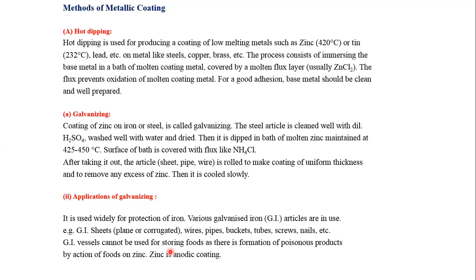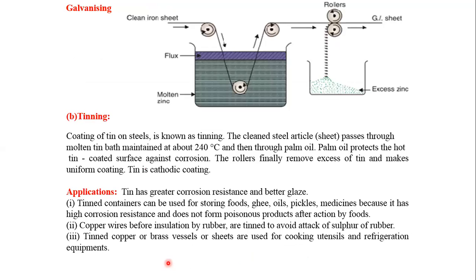But it has one limitation or disadvantage. GI vessels, or galvanized iron vessels, cannot be used for storing food material. The reason behind this is that it reacts with the food material, or acidic food material, and forms poisonous products. That's why GI sheets and GI vessels are not useful for storing food material. And zinc is the anodic coating.